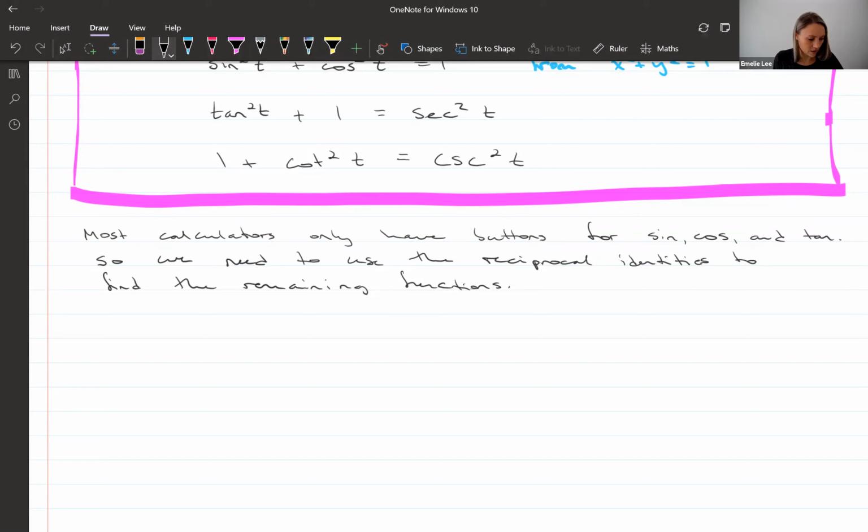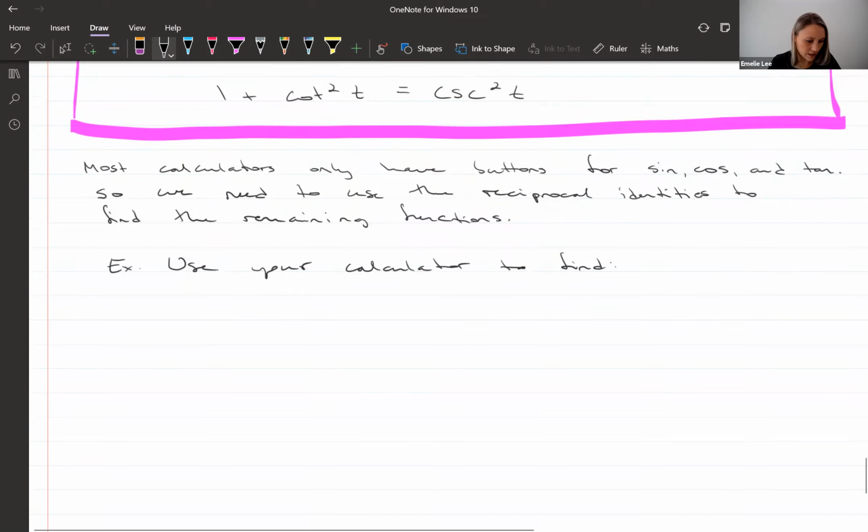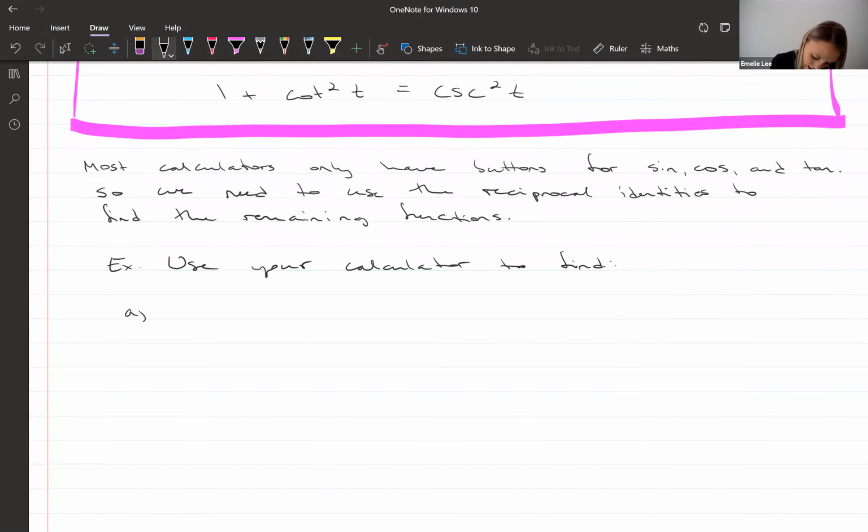Okay. So, for example, use your calculator to find A, the sine of 2.2, right? Notice 2.2 does not have a little degree symbol on it, so we know we have to be in radians.